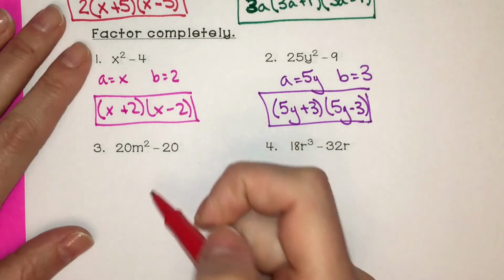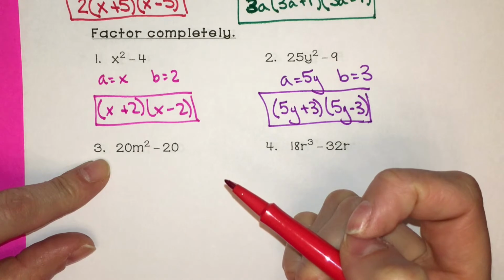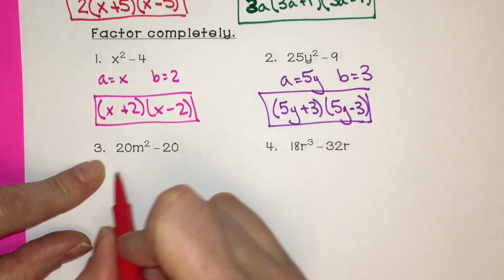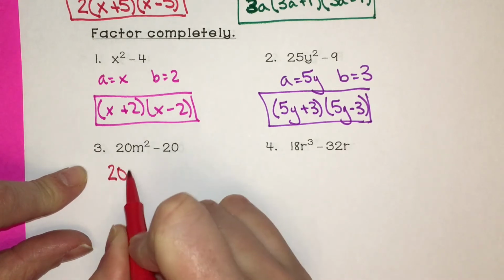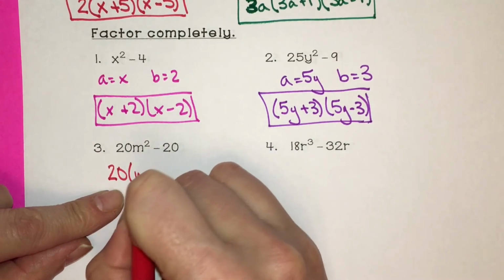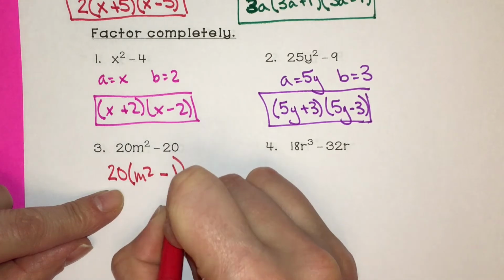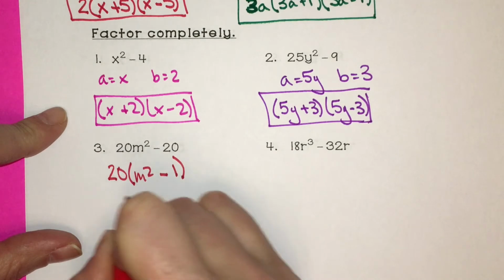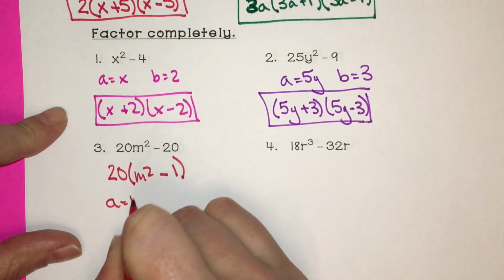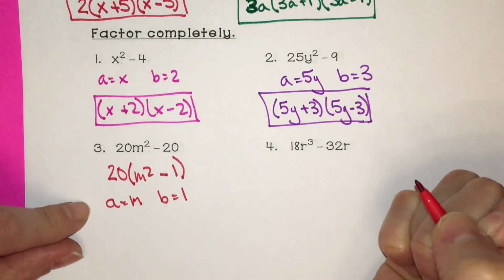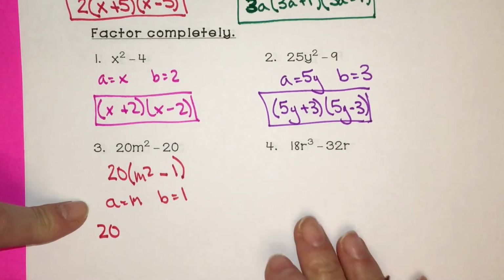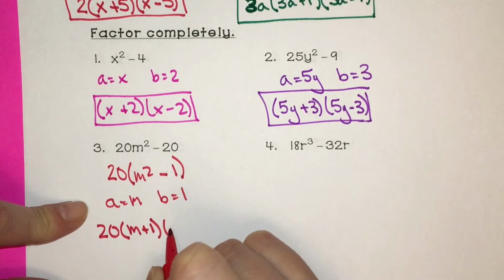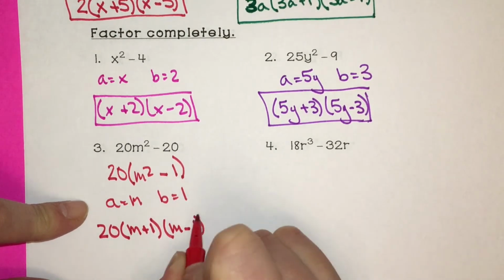Then, okay, on number 3, well, I can factor out 20, and I'm left with m squared minus 1. Then I know that a is equal to m and b is equal to 1. So we have 20 times m plus 1 times m minus 1.